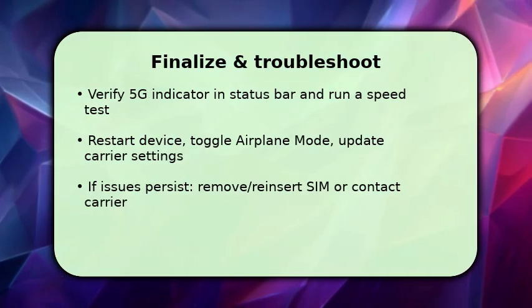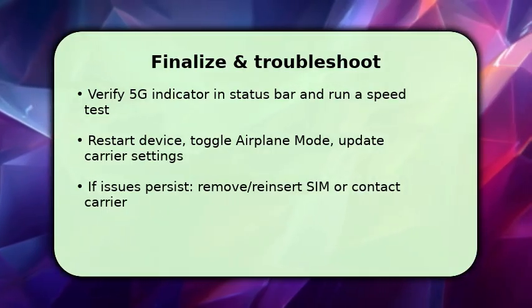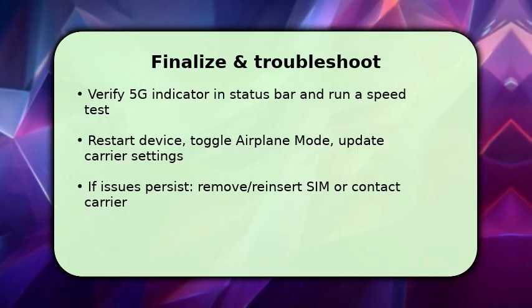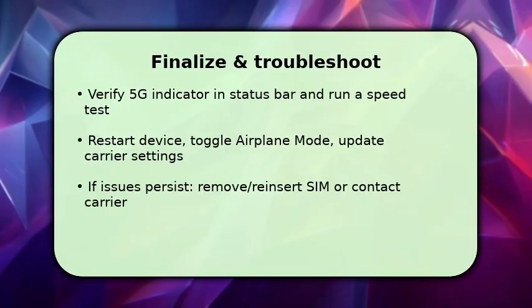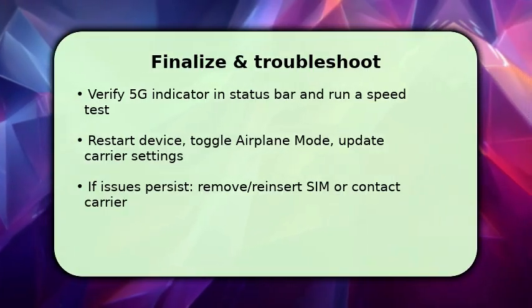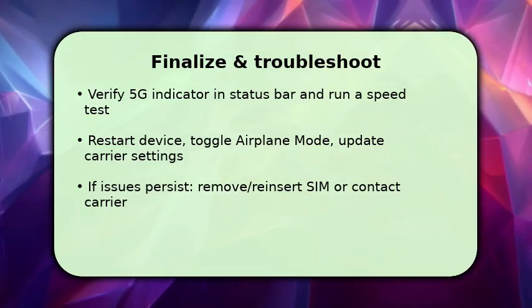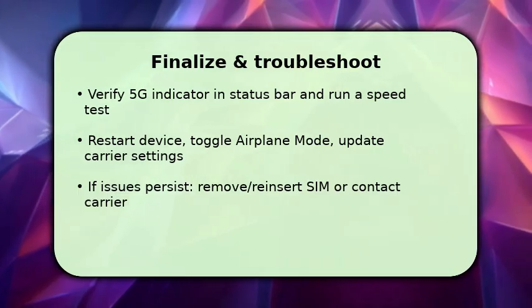You finish by confirming 5G connectivity. Look for the 5G icon in the status bar and run a speed test to validate throughput. If you don't see 5G, restart your iPhone and toggle airplane mode to force a fresh network attach. Also check for carrier settings updates and install them. If problems persist, remove and reinsert the SIM or reprovision your eSIM.